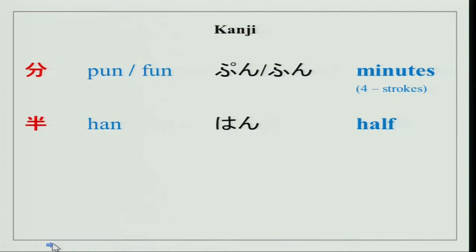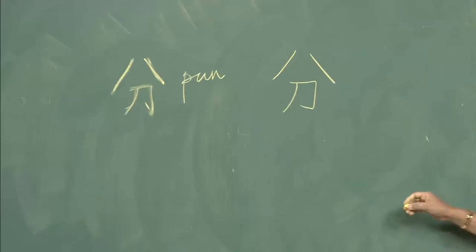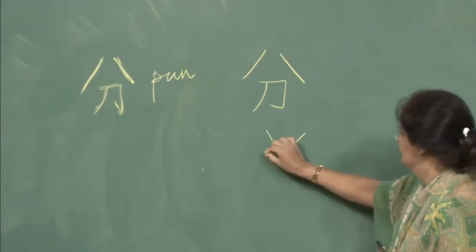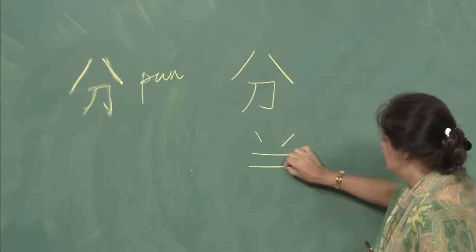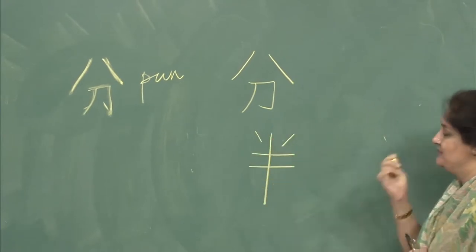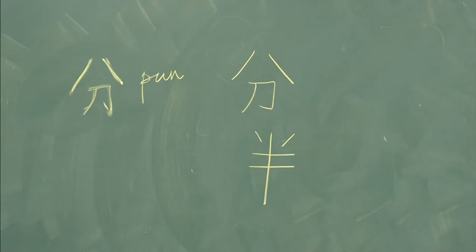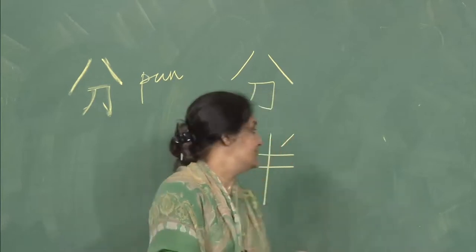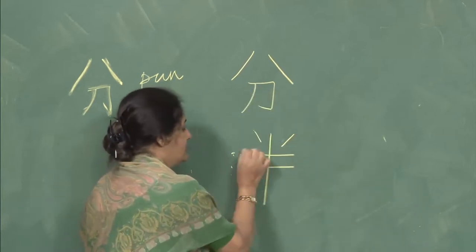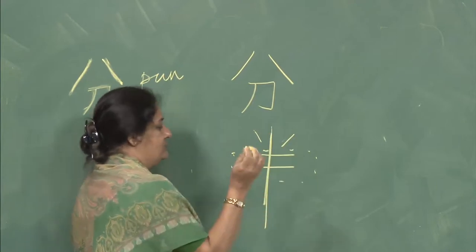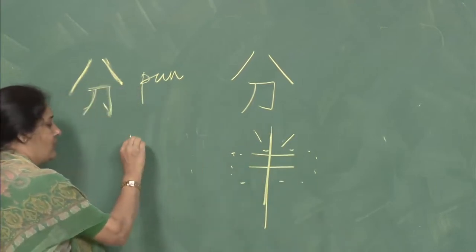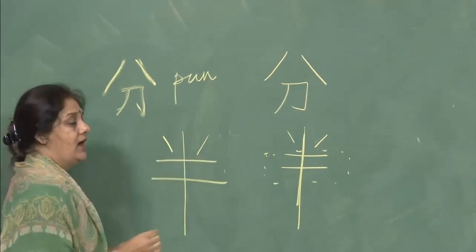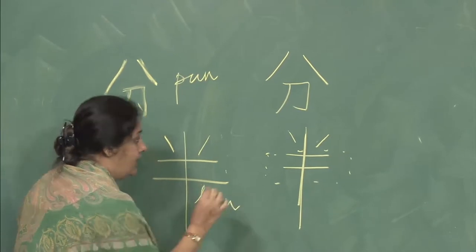The next character that we have here is han. 1, 2, 3, 4 and 5. So basically, you cut a board into two half pieces like this. This is the board, and you cut it into two. So once again for you, 1, 2, 3, 4 and 5. Han.